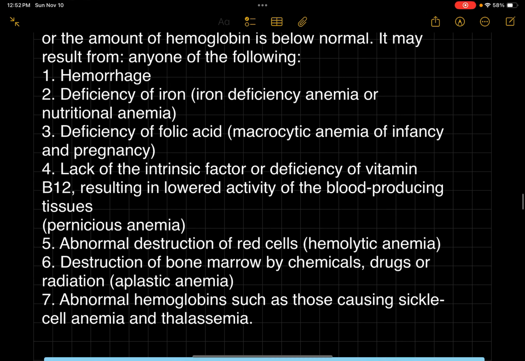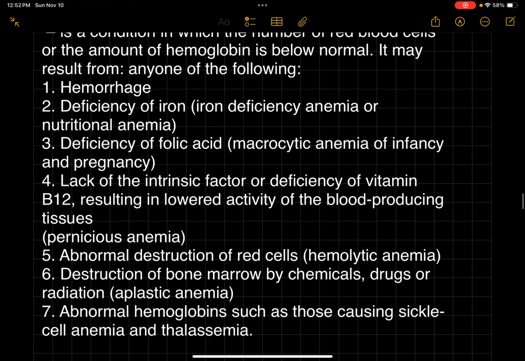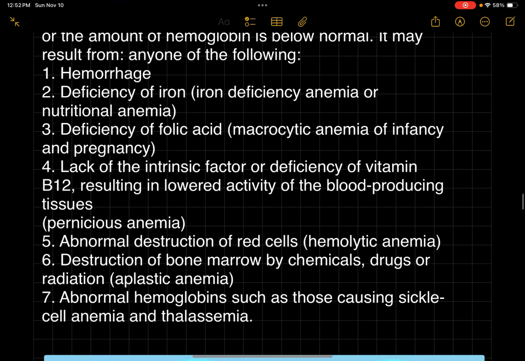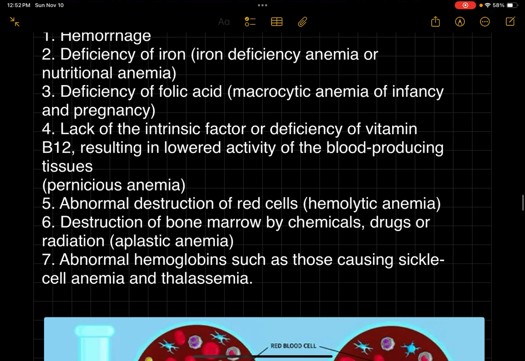Amo na nga kung when you're having a baby, may mga folic acid yang gina-prescribe si doctor or ang OBGYN ta para ma-replenish na siya kag hindi kita magka-deficiency in our body. Lack of intrinsic factor or deficiency of vitamin B12 resulting in lowered activity of the blood-producing tissue or pernicious anemia.